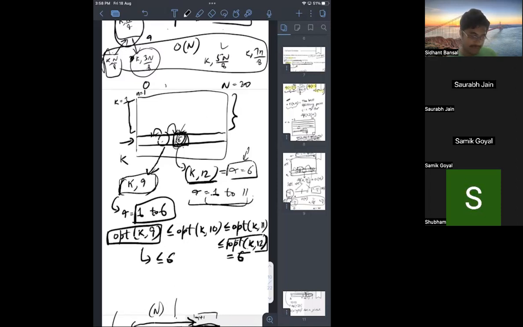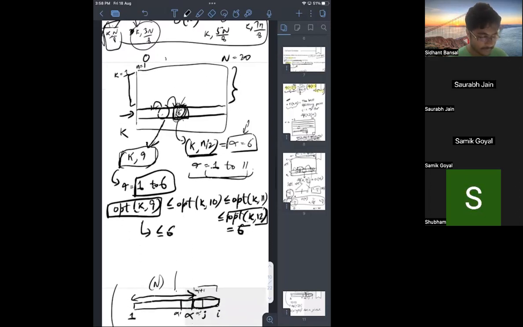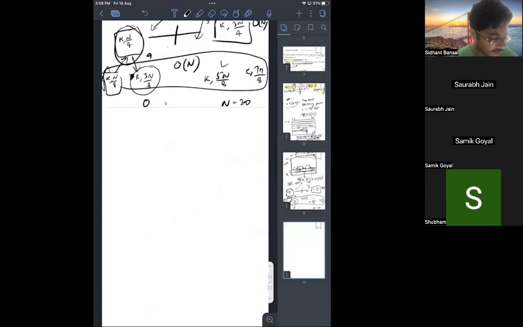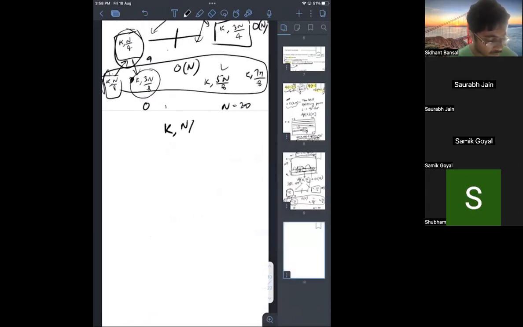Now, if you think about it algorithmically and not as a hard coded case, the general idea is that you first try to calculate k comma n by 2, which will take you some time. It'll take you O n time. You'll get the opt value out. Then you'll try to calculate k comma n by 4 and k comma 3n by 4.